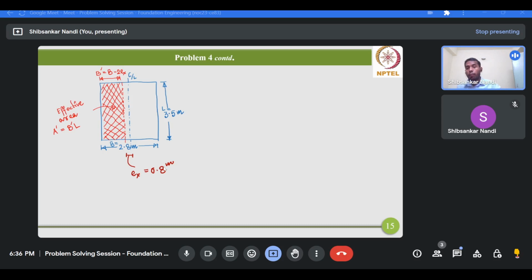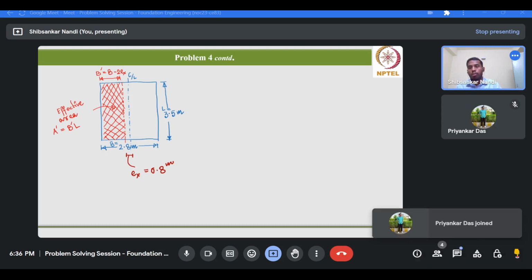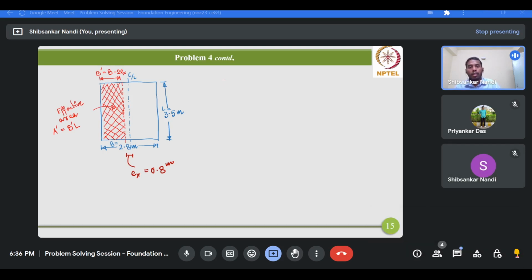Now, what is the fundamental of this correction? The fundamental is that you need to modify the area, or calculate the effective area, in such a way that the loading which was originally eccentric now becomes concentric with respect to the effective area. This is the fundamental behind this kind of modification. So how has this modification been done?